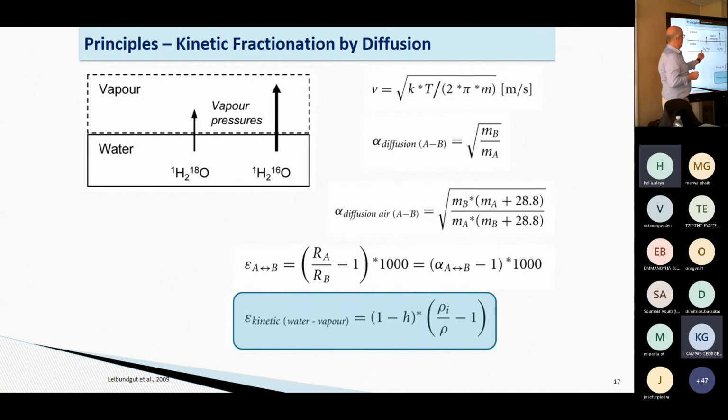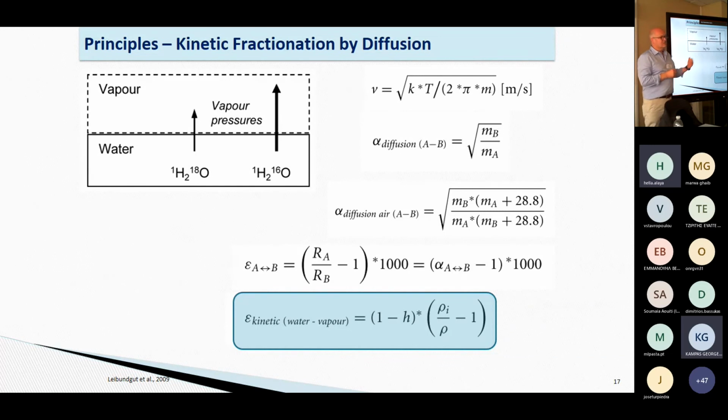So when we look at two different molecules that evaporate from a water body, I have to be self-aware and think of the online audience, not to actually go too much into the screen.